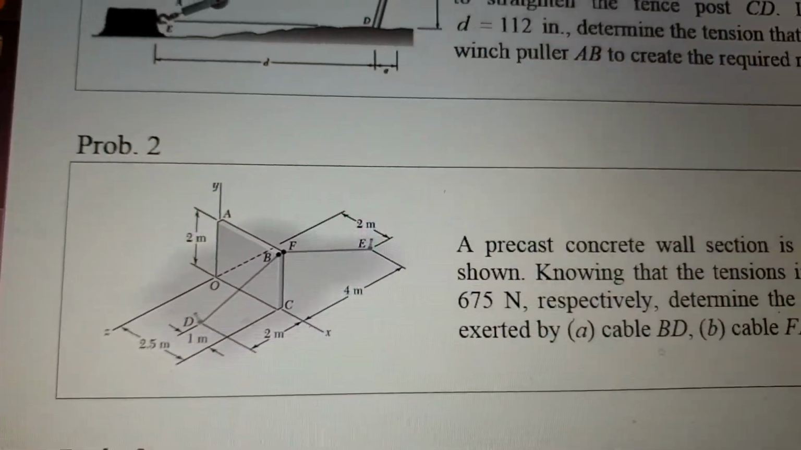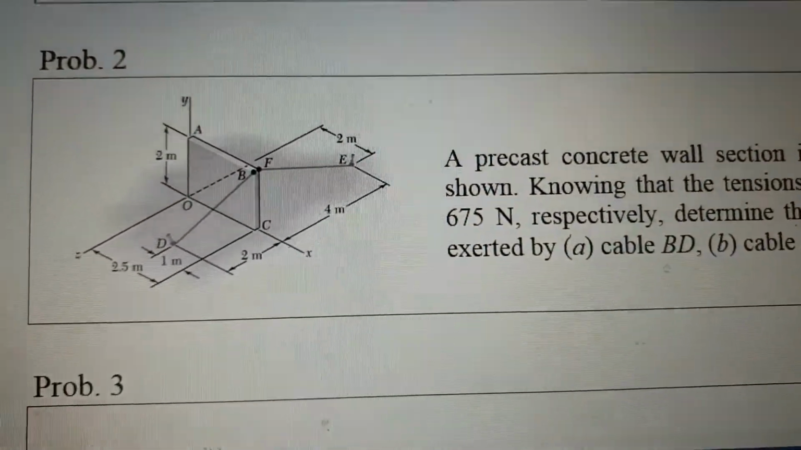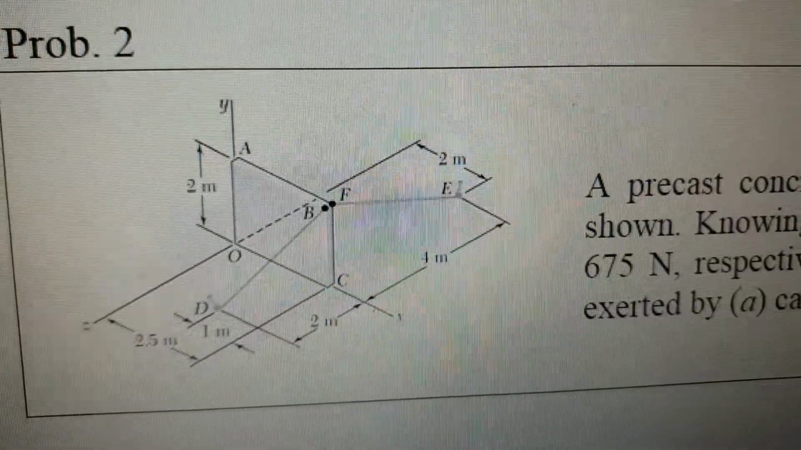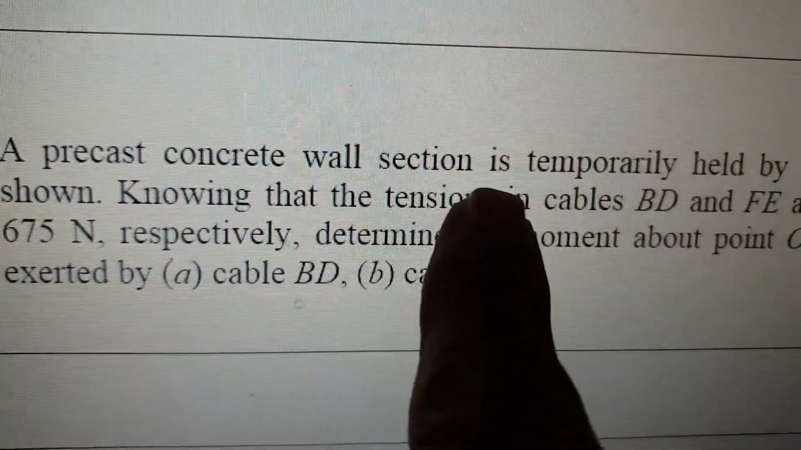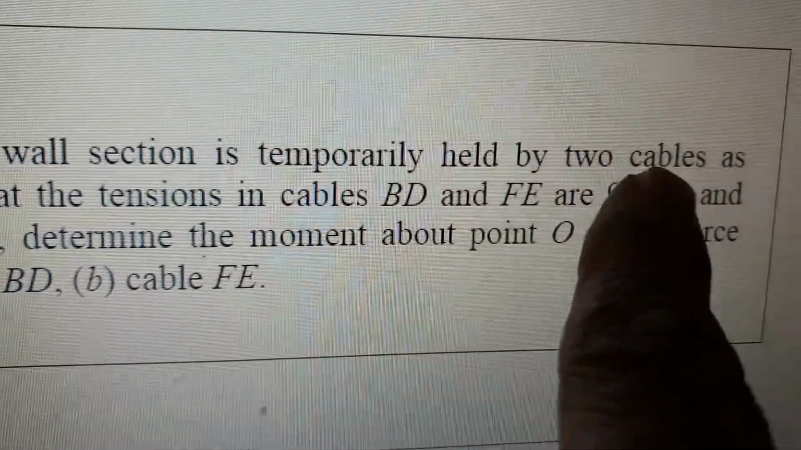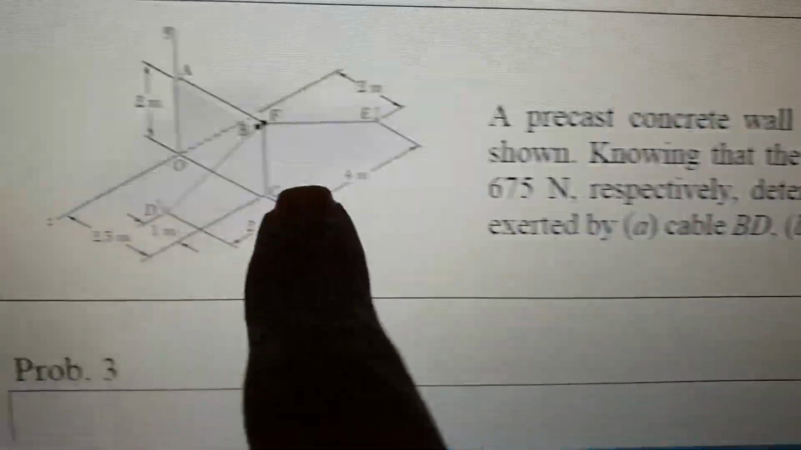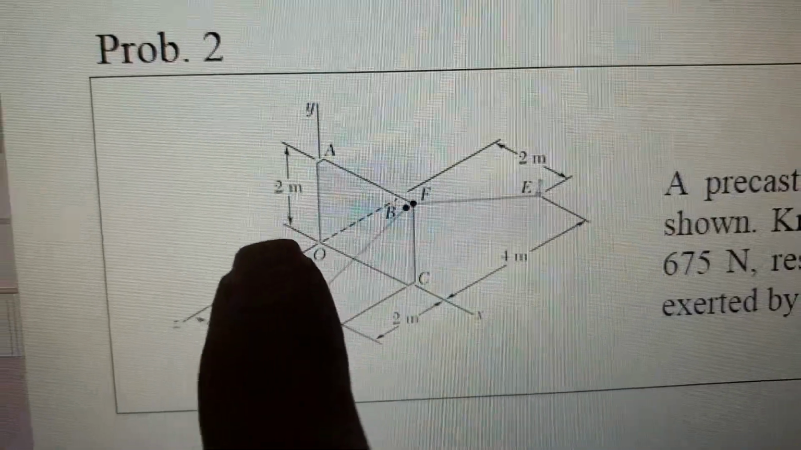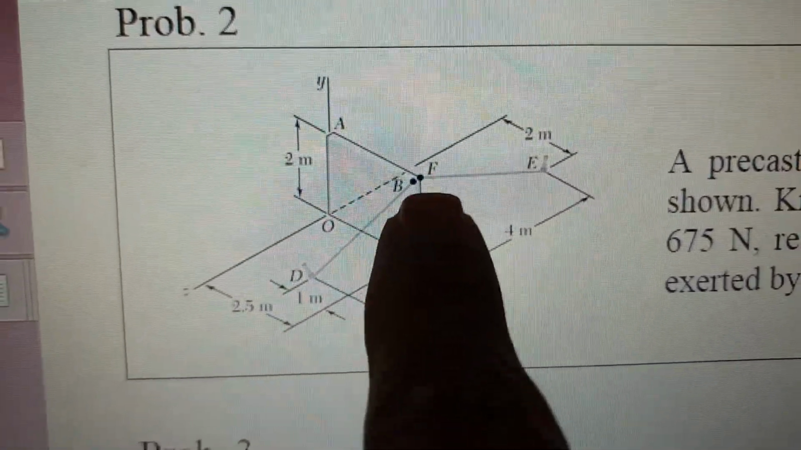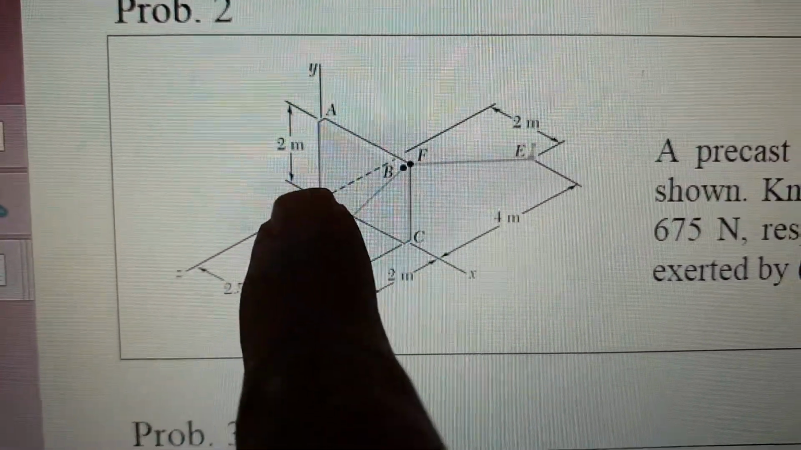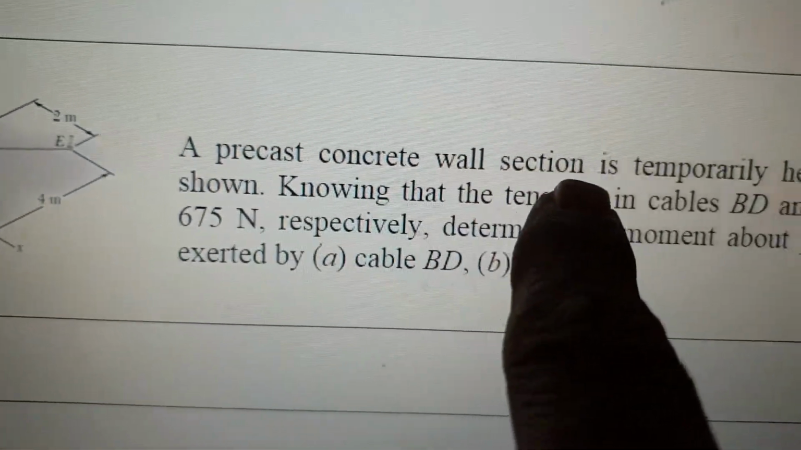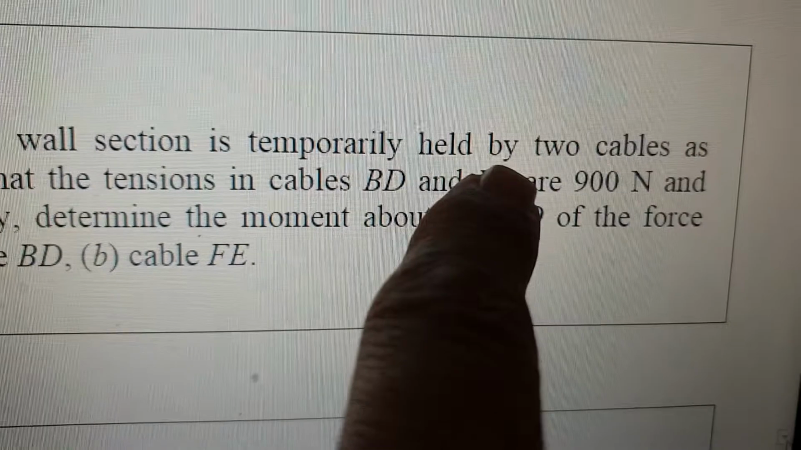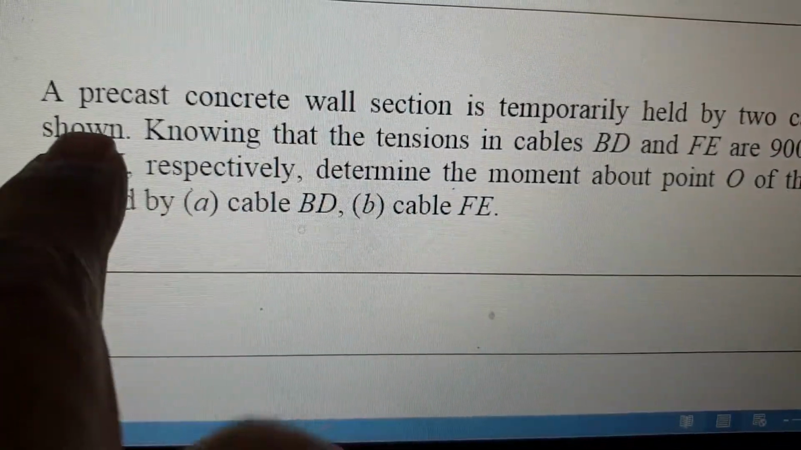Okay, let's look at problem 2. Problem 2 has a precast concrete wall section that is temporarily held by two cables. So you have a wall. Look at this: there is a wall with points A, B and F, which is the same point, C and O. This wall is a precast concrete wall section temporarily held by two cables as shown.